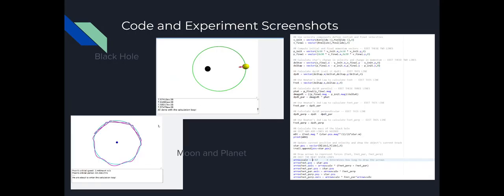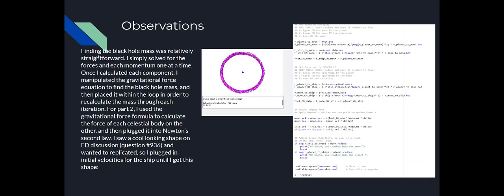So here are my two simulations. So the first one up here is the black hole part 1, and then the second one down here is part 2, which is the moon, the planet, and the ship. This on the right side, we'll take a closer look at this, but this is just finding the mass of the black hole over here. So observations, finding the black hole mass was relatively straightforward, as you can see.